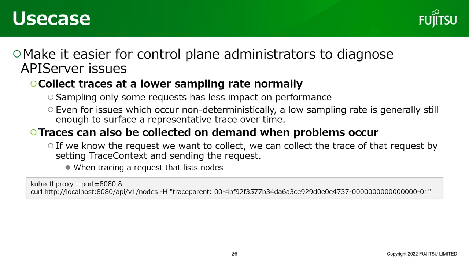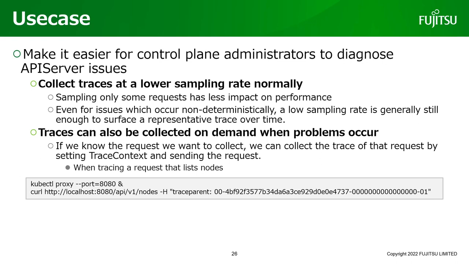An API server normally collects traces at a low sampling rate. Sampling only some requests has less impact on system performance. Even for issues that don't happen every time, a low sampling rate is generally still enough to capture a representative trace over time.